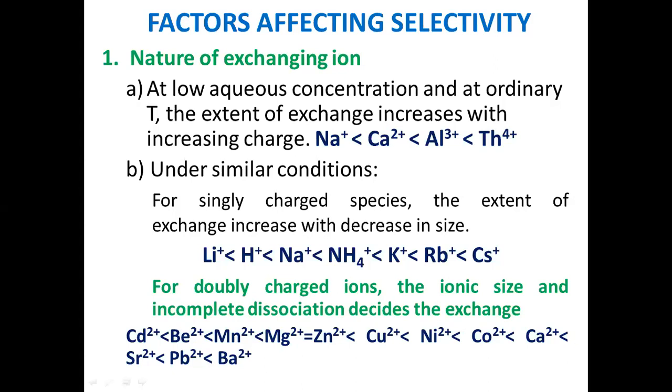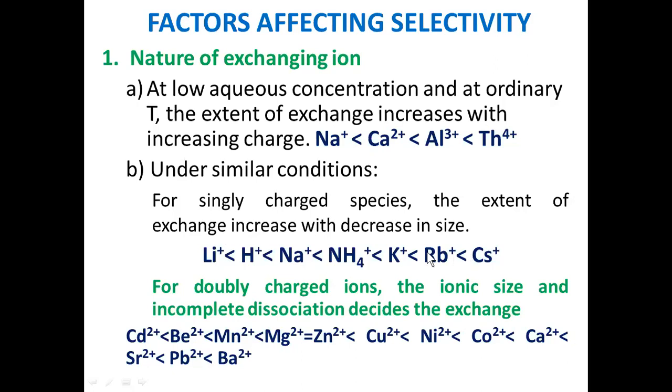That means if you pass the sample solution containing thorium 4 plus, aluminum 3 plus, calcium 2 plus, and sodium ion, the exchangeability of the resin for thorium ion will be more when compared to aluminum, calcium, and sodium. So thorium is going to be exchanged in place of hydrogen ion to a greater extent than aluminum, calcium, or sodium. Of course, this is true whenever we consider differently charged species: monovalent, divalent, trivalent, and tetravalent.